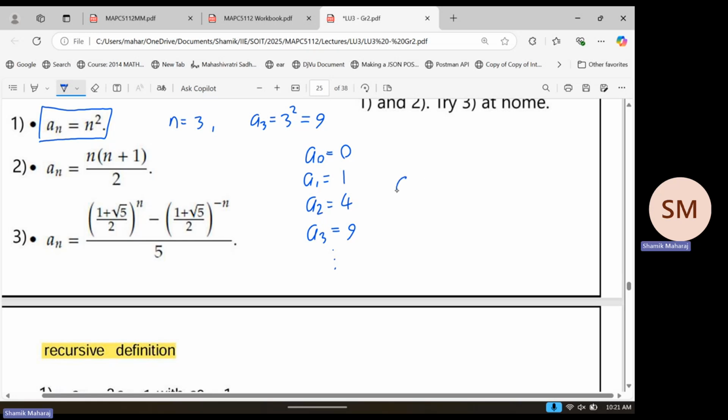Usually we write it like this, A_n: 0, 1, 4, 9, and so on. So that's how we represent that sequence more explicitly. So this part where I wrote A0 is 0, A1 is 1, all I did was plug the corresponding n into the formula and get a number out.